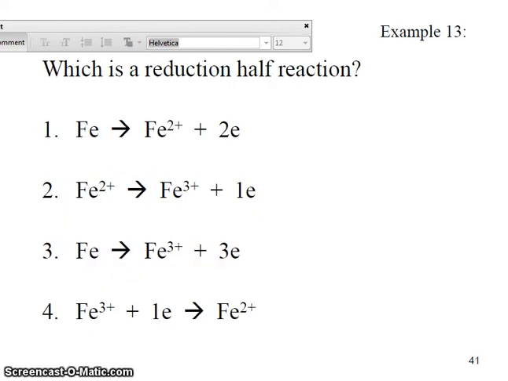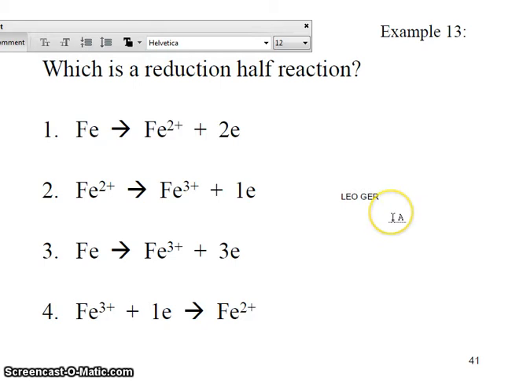Now the question here is, which is a reduction half reaction? And I have given you 4 choices. Recall Leo the lion says grr. So loss of electron is oxidation, gain of electron is reduction.